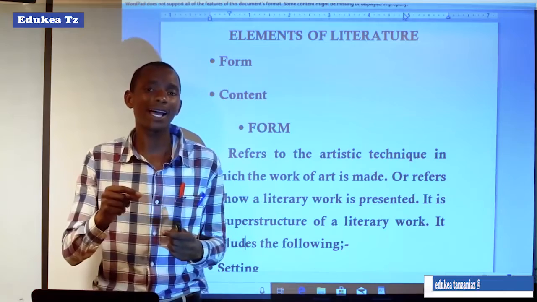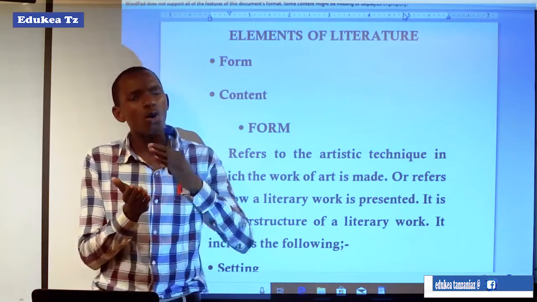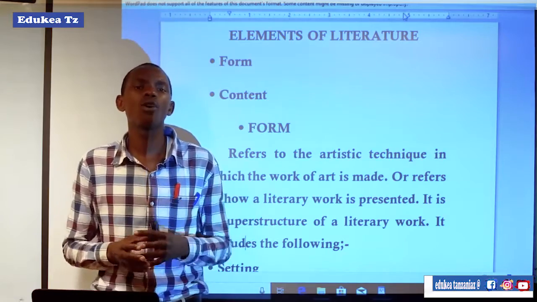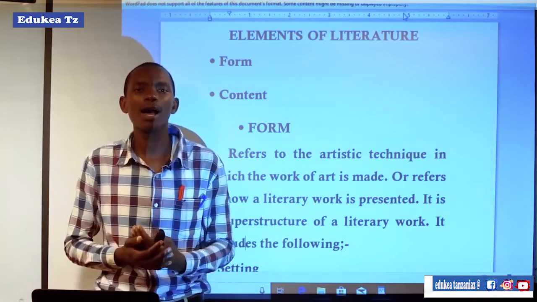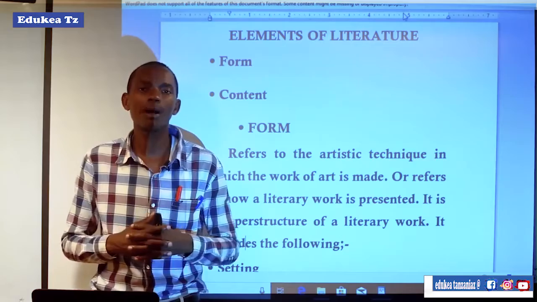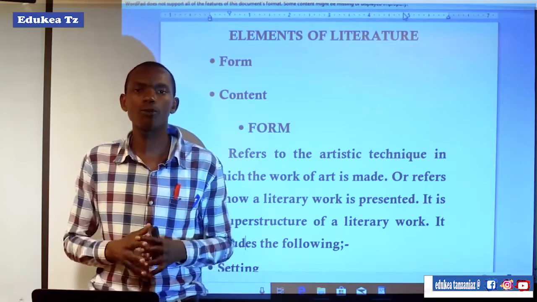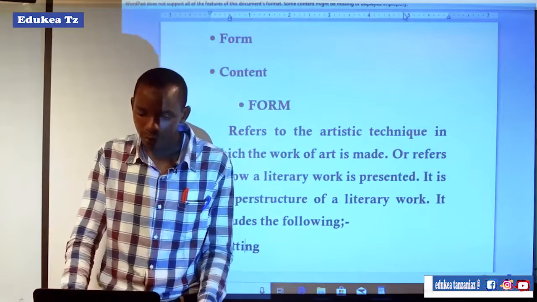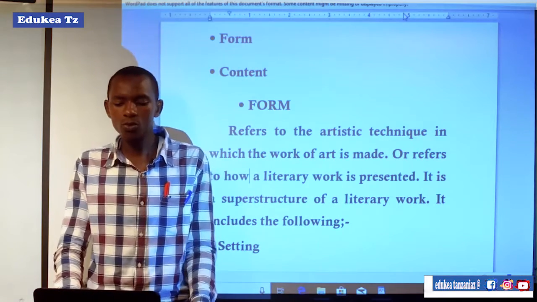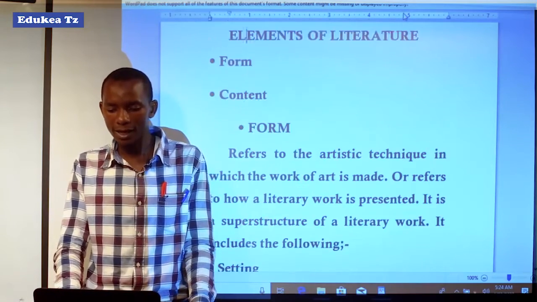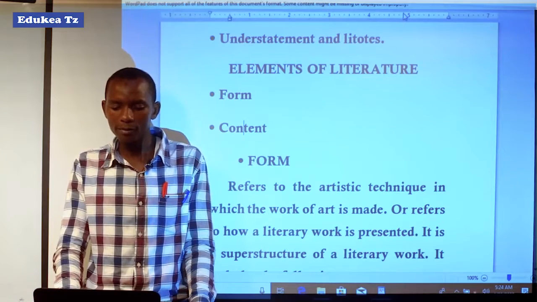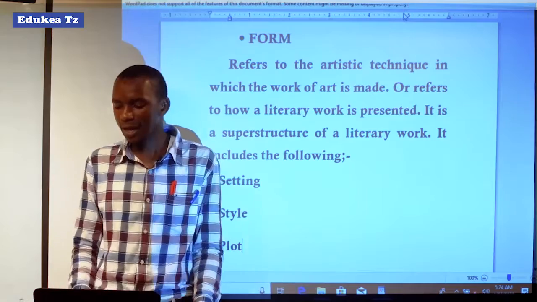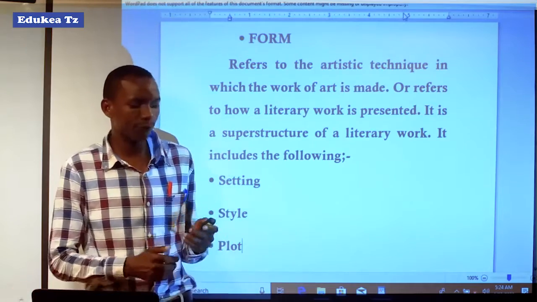So that simply means, what are the major goals or aims of your communication or of your presentation, which you are doing in front of your people or of others? So let us discuss these two elements of literature, which are form and content. So let us start with the first element of literature, which is form.